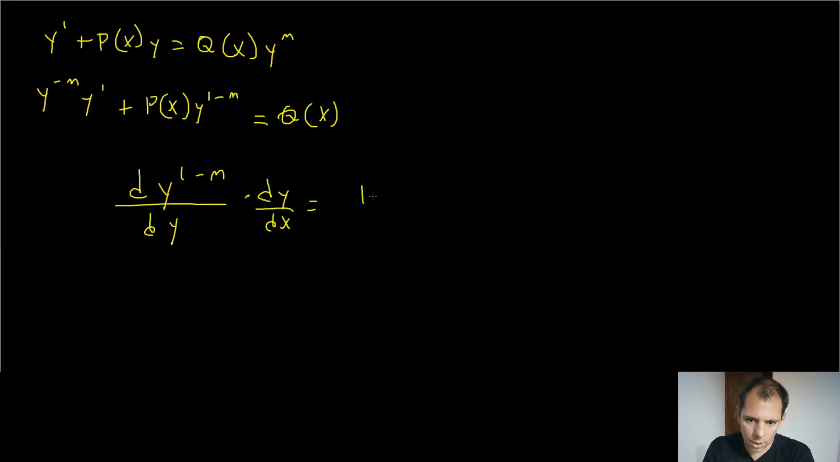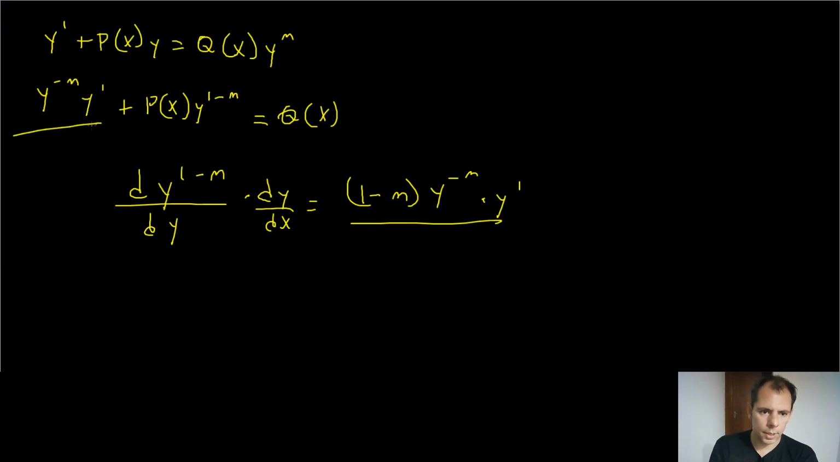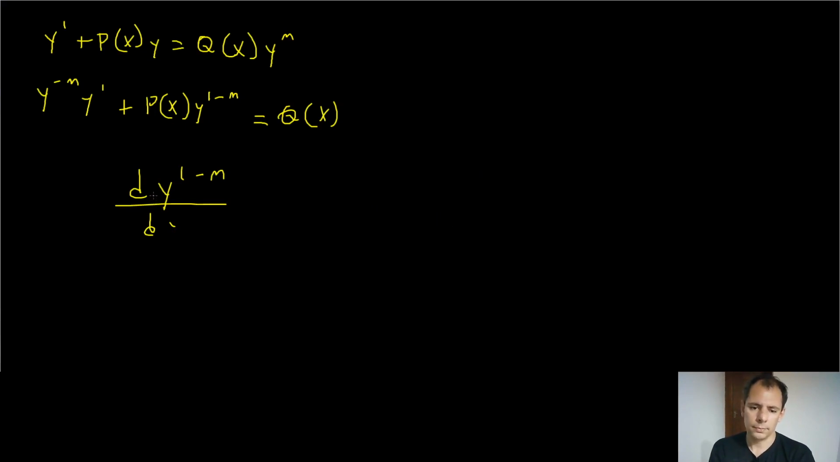What's going to be the result? Well, it's going to be 1 minus n times y to the 1 minus n minus 1, which is just y to the minus n, times y prime. Look at this and look at this. It's almost equal, but there's a problem. In here you have a 1 minus n multiplying the whole thing, and here you don't. So put the 1 minus n in there. Multiply everything by 1 minus n.